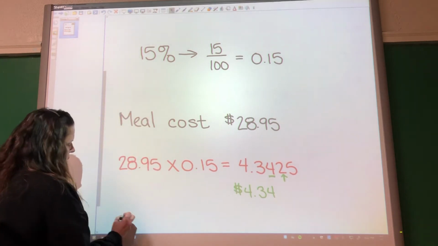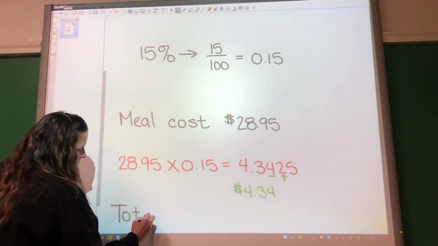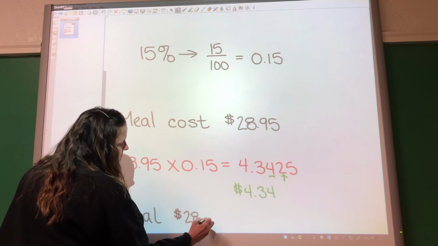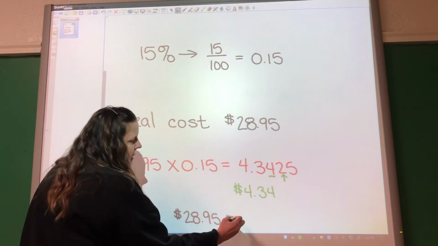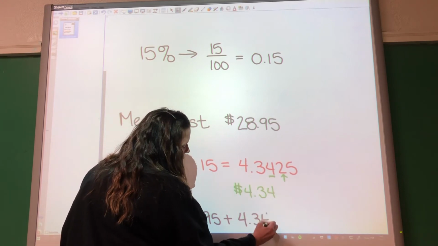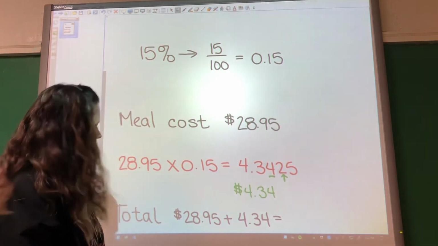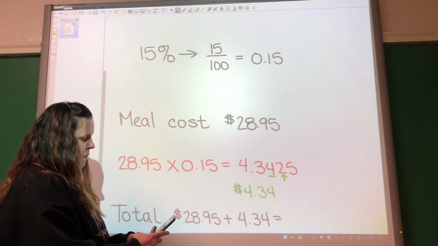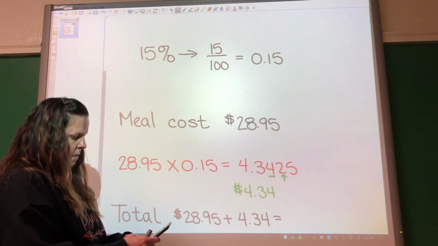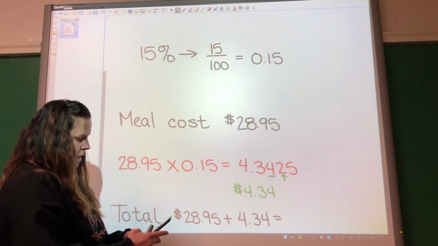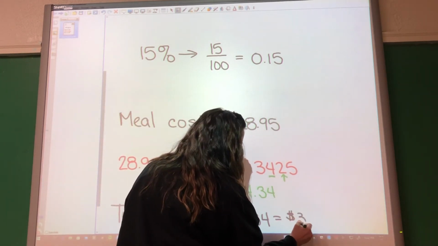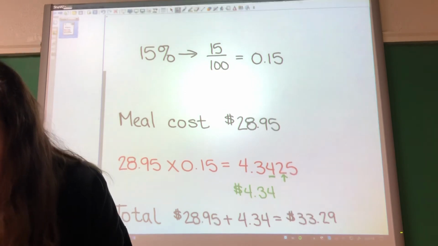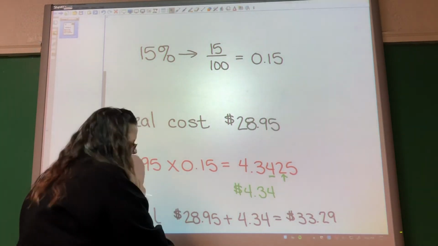Then if you were going to find the total amount that you would pay, you would take the cost of the meal, the $28.95, you would add the $4.34 to that, so $28.95 plus $4.34 is $33.29.